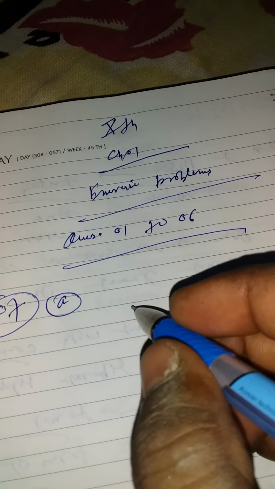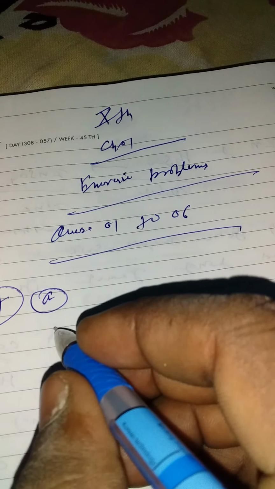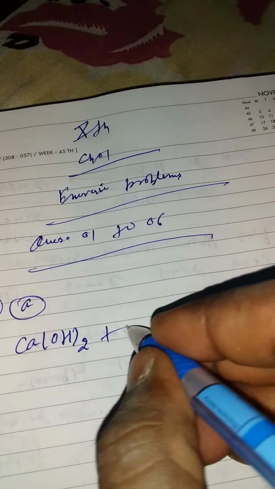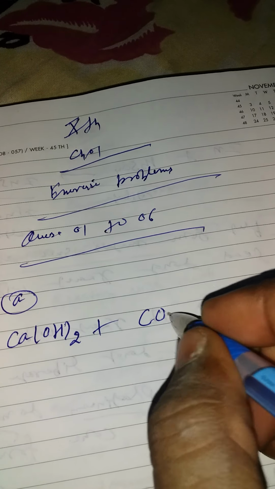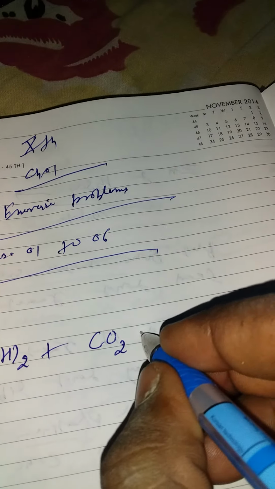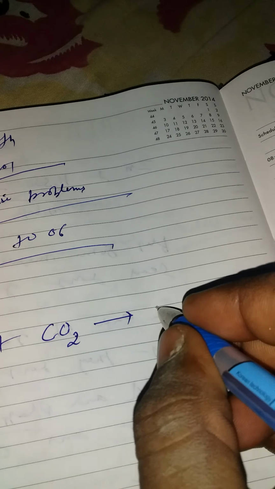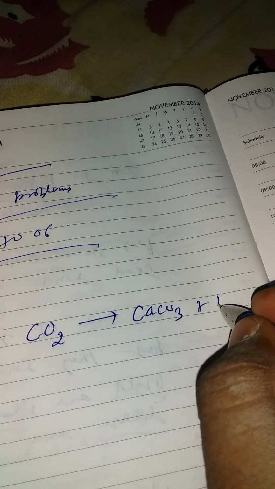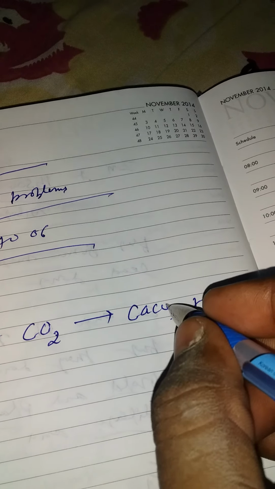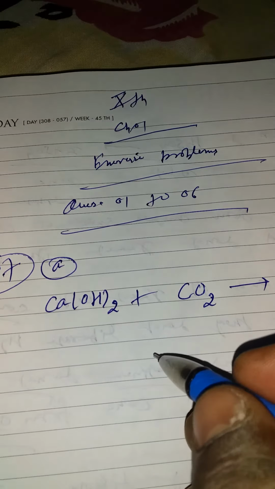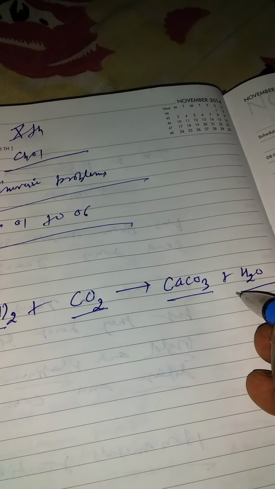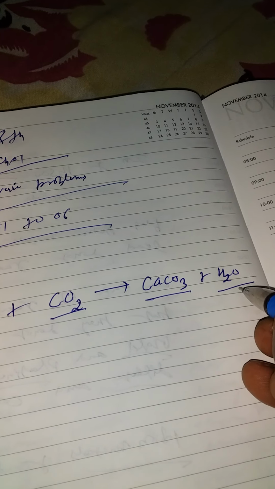Calcium hydroxide. The formula of calcium hydroxide is Ca(OH)2, and carbon dioxide, CO2. This forms calcium carbonate, CaCO3, and water, formula of water, H2O. So this is calcium hydroxide, this is carbon dioxide, this is calcium carbonate, and H2O is water.